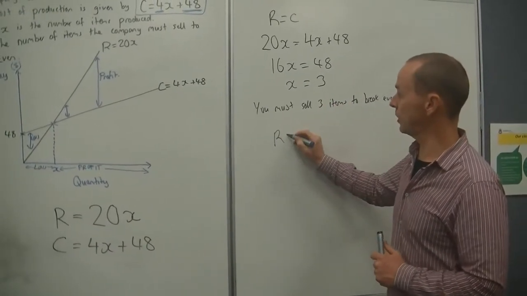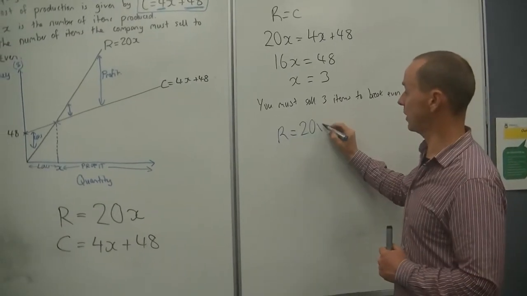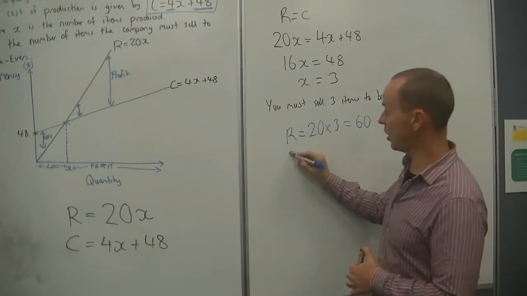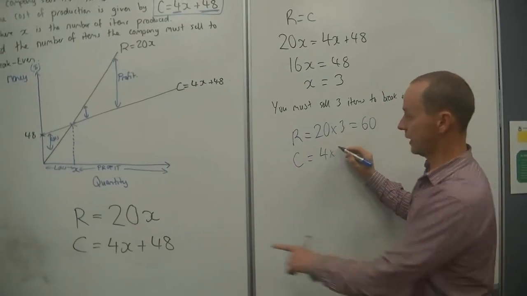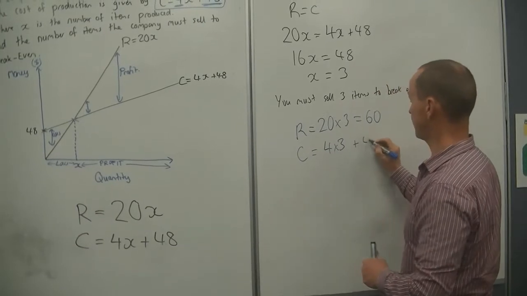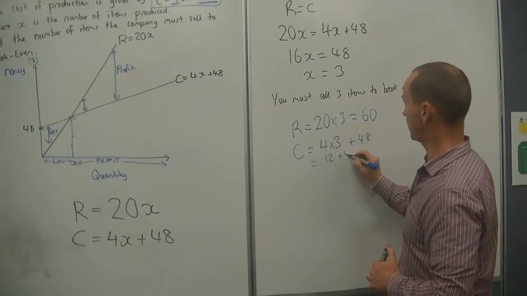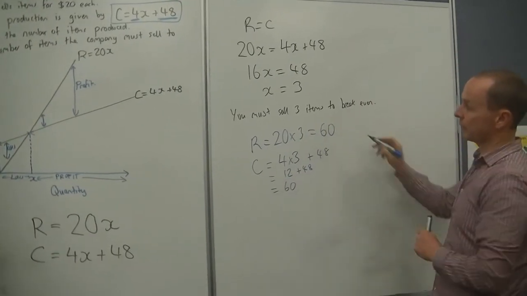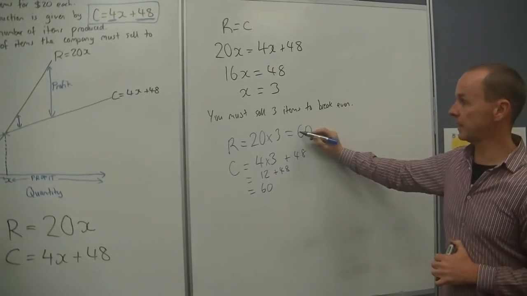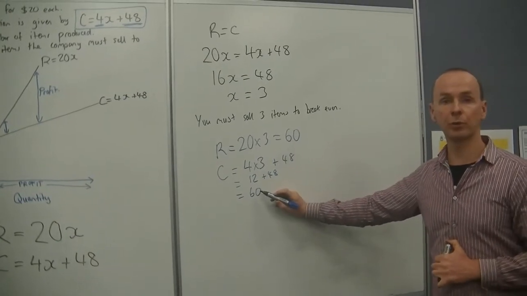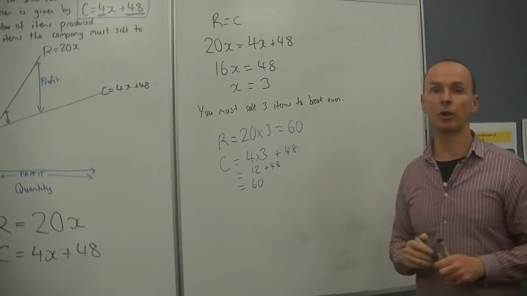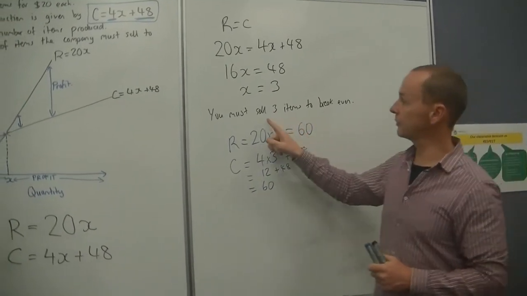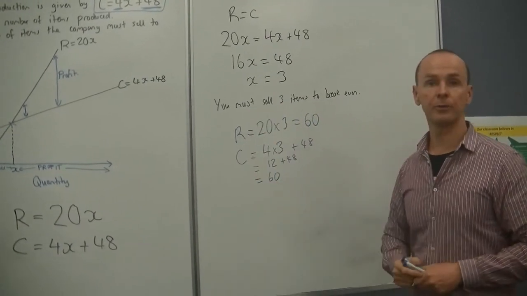So for the revenue, and you'll get the same answer, 20 times 3, you've made $60 if you've sold 3 t-shirts. And the cost is 4 times 3, because 4x is 3, plus 48. 4 3s are 12 plus 48. And the cost is also $60. So when you've sold 3 items, your income, or the amount of money you've collected, is $60, but your cost is also $60. So therefore, you've made no money. But anything after 3 items, you're making a profit. If you sold 0, 1 or 2, you've made a loss.